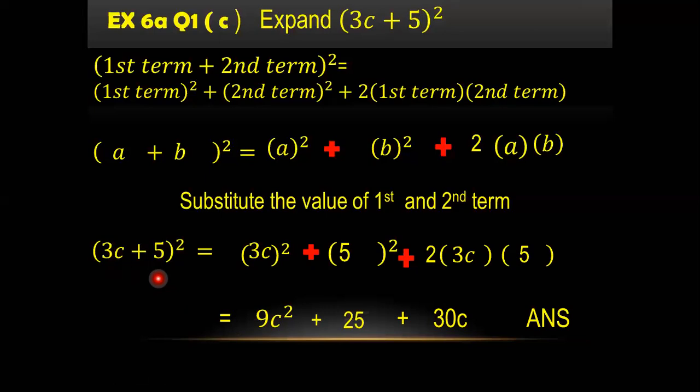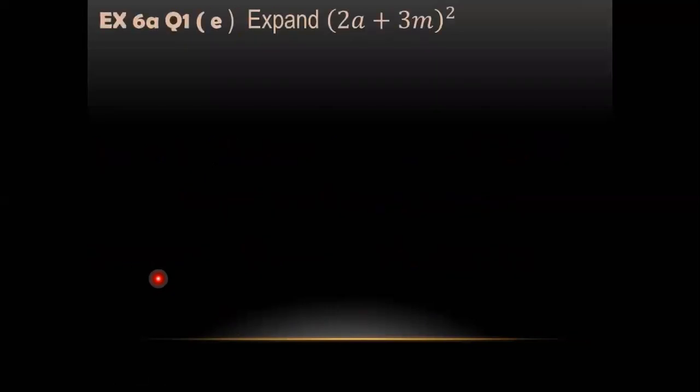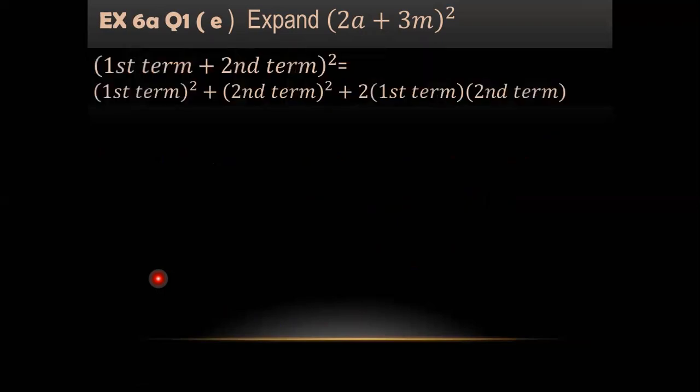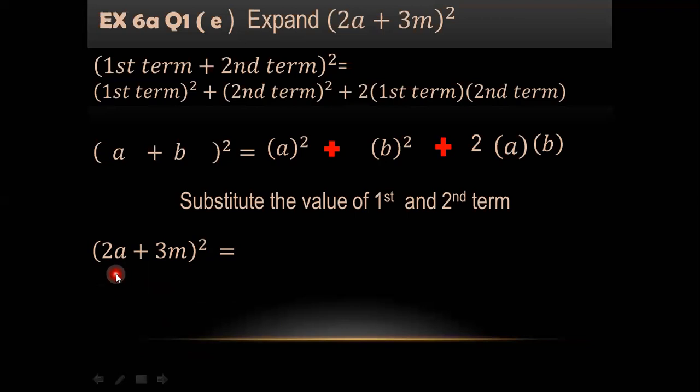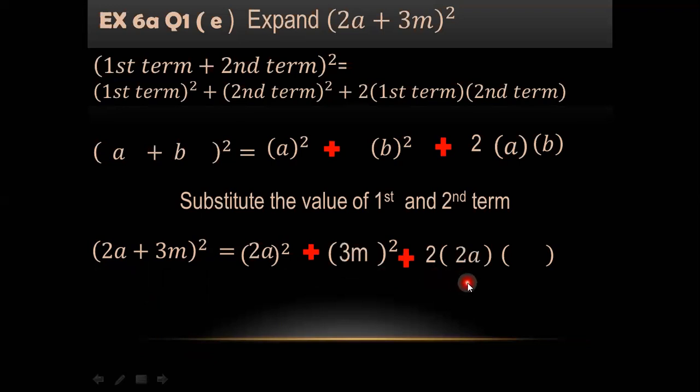Now we will move towards the next part of this question, and we have to expand (2a + 3m) whole square. Write down the formula in words and in expressions both, and then write down the question below it, (2a + 3m) whole square, and substitute the values of the first and the second term. As we can see, the first term is 2a and the second term is 3m. I'll be writing down the blank slots first for your convenience, and then I will fill these with the first and the second terms. First term is 2a, second term is 3m.